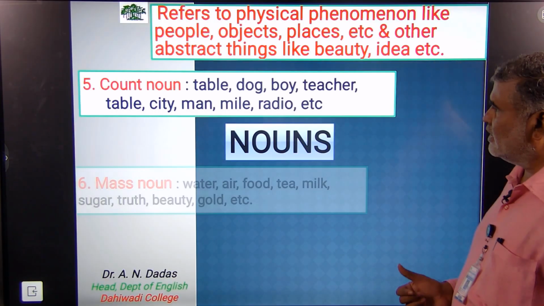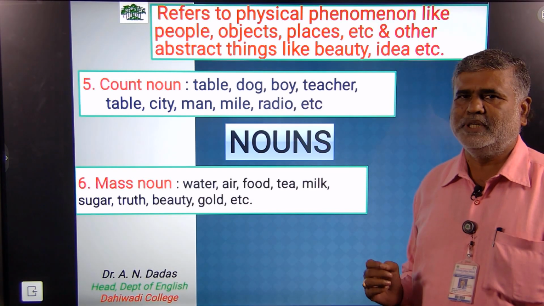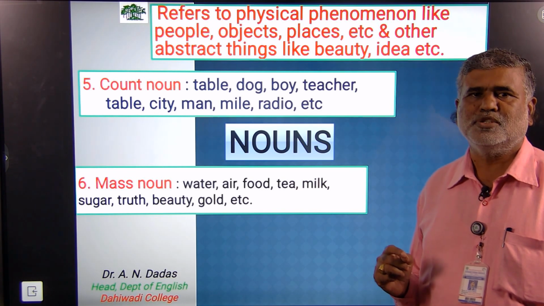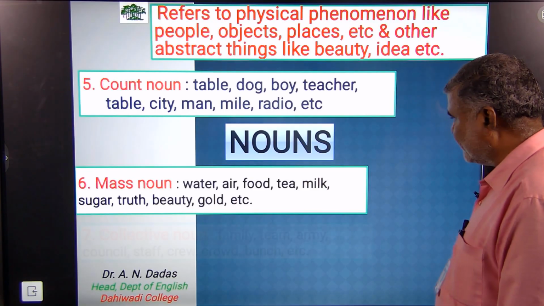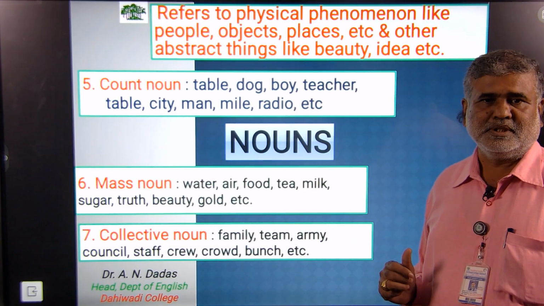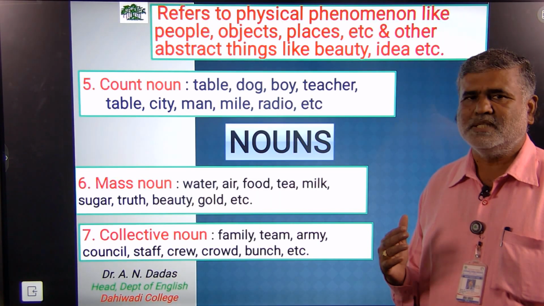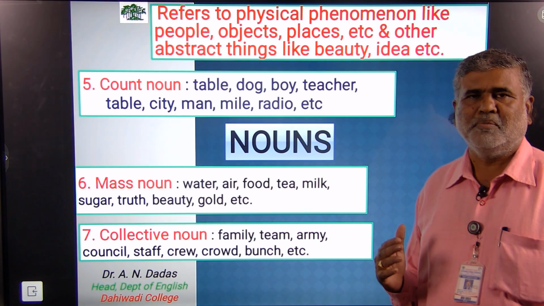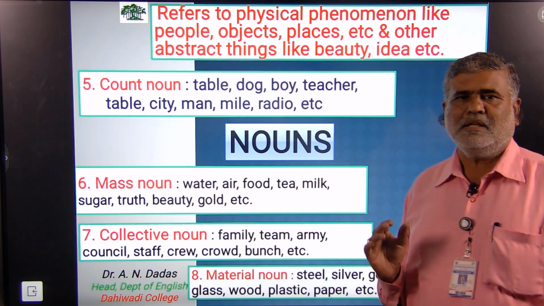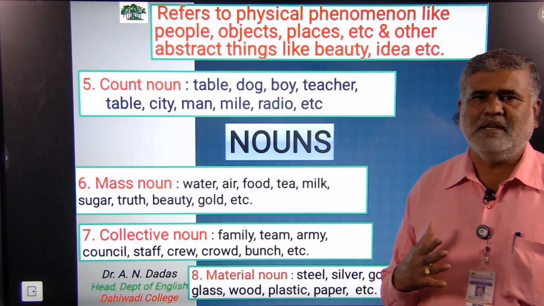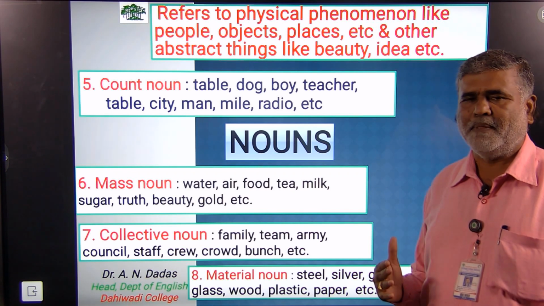There is another kind of noun, that is a mass noun. For example, water, air, food, tea, milk, sugar, truth, beauty, gold, etc. And next one is collective noun. For example, family, team, army, council, staff, crew, crowd, bunch, etc. And the last one is material noun. For example, steel, silver, gold, glass, wood, paper, etc.